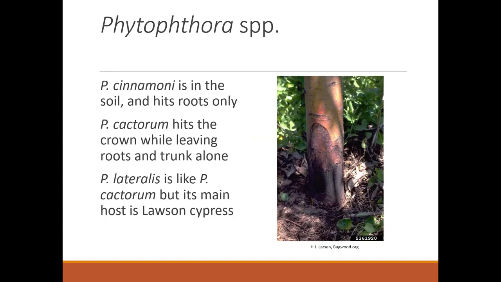Okay, so these are 3 species of Phytophthora. Phytophthora cinnamomi. It's in the soil, hits the roots only. Phytophthora cactorum hits the crown while leaving the roots and trunk alone. And then Phytophthora lateralis is like Phytophthora cactorum, but its main host is Lawson cypress.